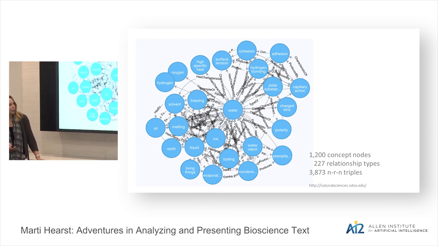It had 1,200 concepts, 227 relationship types. So a lot of different types, although, you know, as with any curve, some are more popular than others. And about 4,000 node, relationship, node triples throughout it. You can see water. This is just one piece of it that Katie took a screenshot of. But, you know, there's oil, earth, liquid, boiling, living things, freezing, solvent, et cetera.